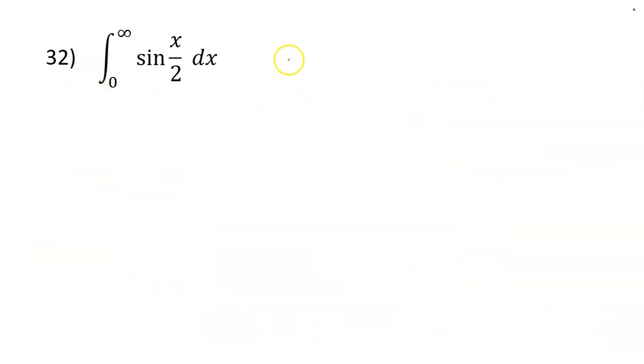For number 32, we can find the antiderivative with a little mental u substitution. If u is x over 2, then u prime is 1/2.